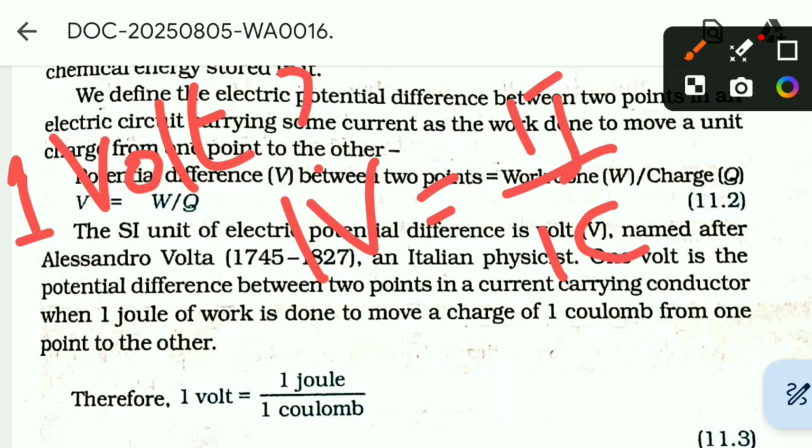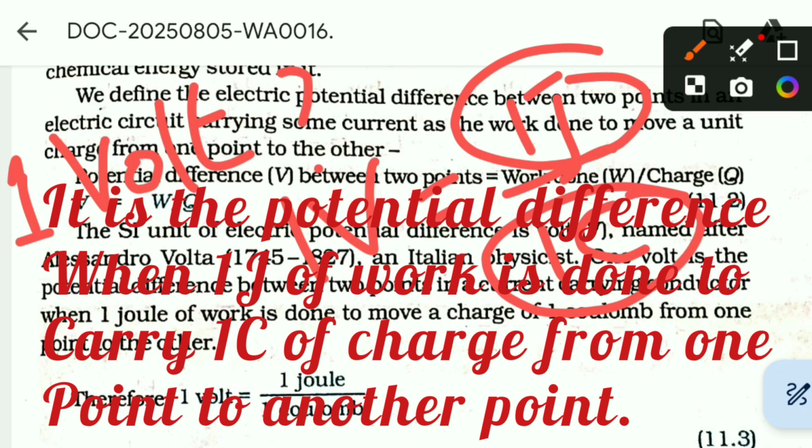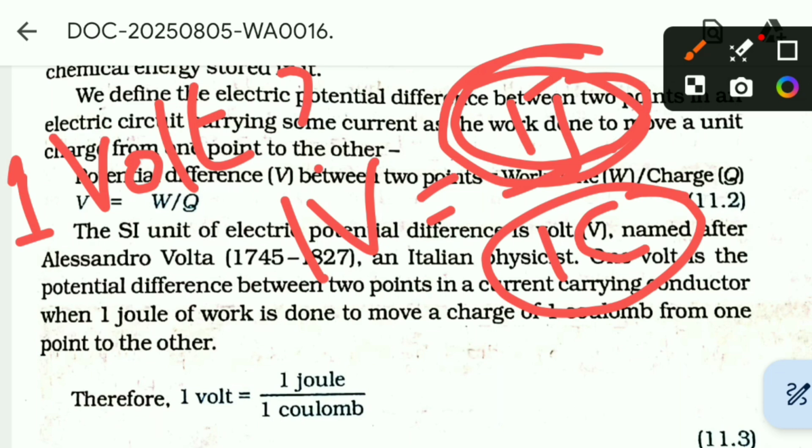Okay, now frame a sentence. It is the potential difference when 1 joule of work is done to carry 1 coulomb of charge from one point to another point. Note down, I am repeating, it is the potential difference when 1 joule of work is done to carry 1 coulomb of charge from one point to another point. Understood?